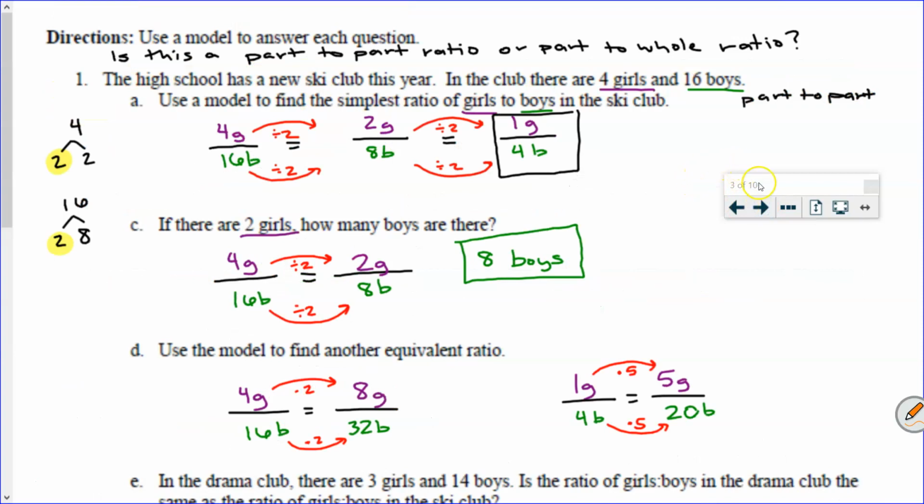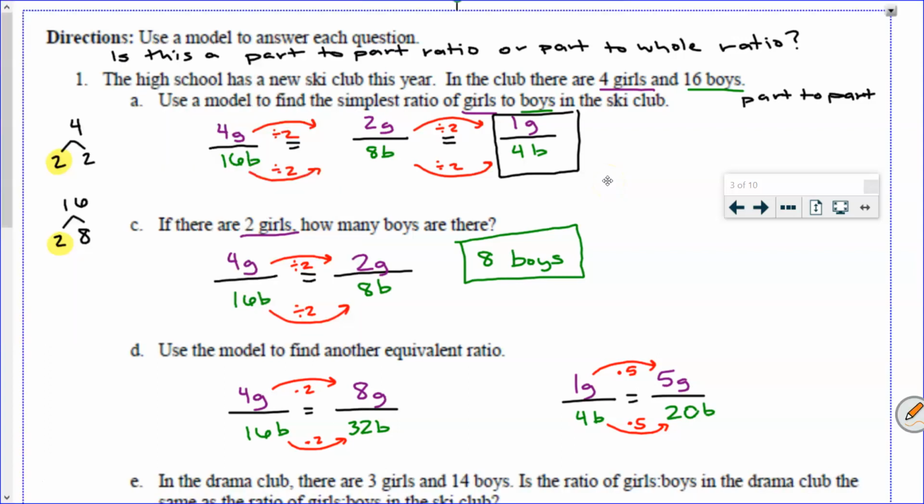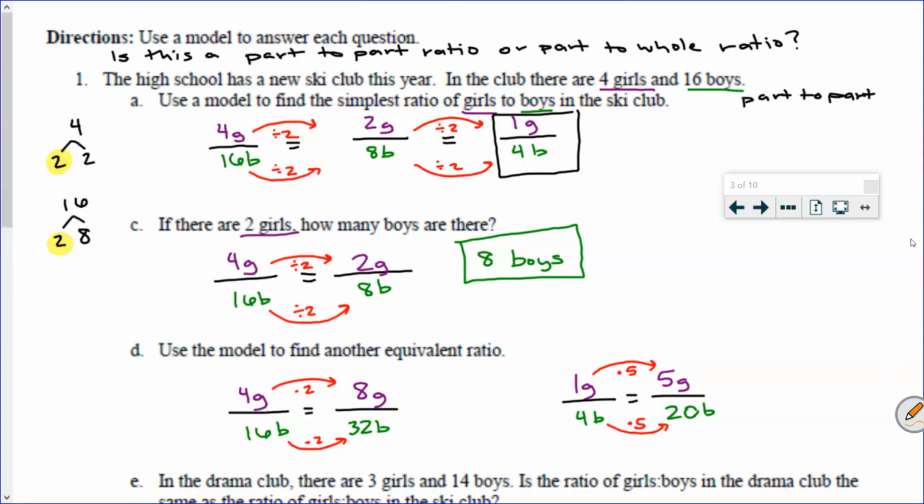In our last video, we had this problem talking about the ski club. We had the ratio of girls to boys, and even though the problem wasn't listed, I did ask the question, is this a part-to-part ratio or a part-to-whole ratio? Answer the question now. Raise your hand to share. Is this a part-to-part ratio or is it a part-to-whole ratio? Thank you. Kaden. It is a part-to-part ratio, and we know it's a part-to-part ratio because girls are part of the whole club and boys are the other part of the whole club.